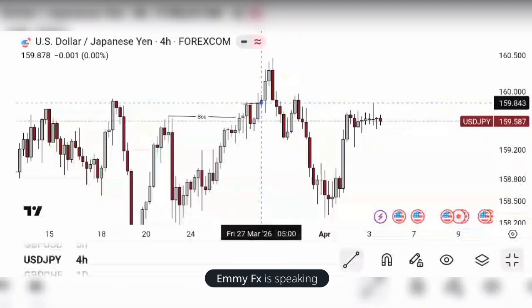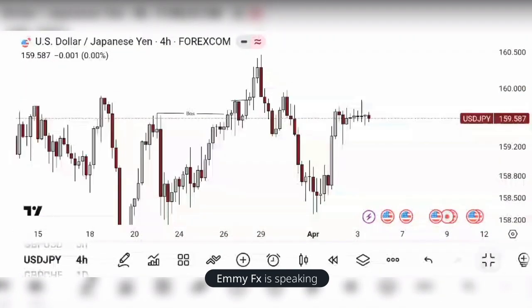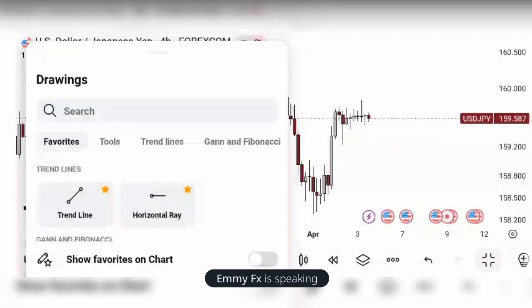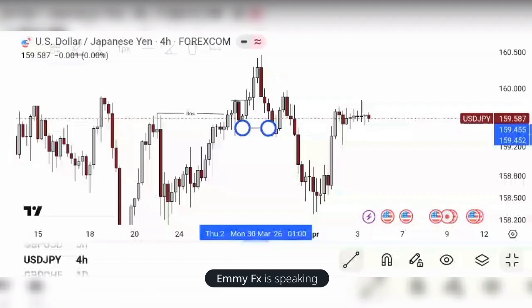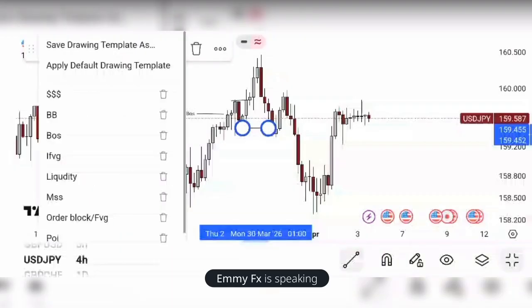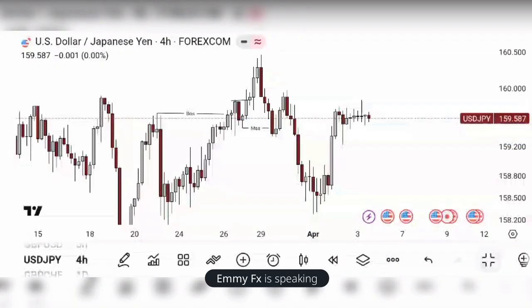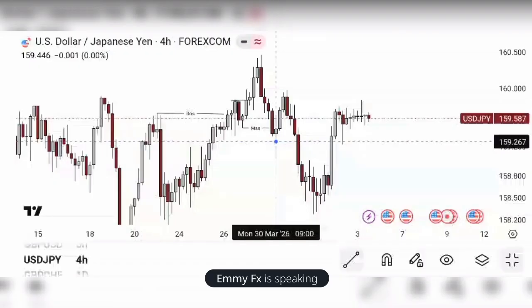Now, since this is the break of structure, we saw price giving us what? A market structure shift here. This is a market structure shift. Don't worry, once we go to the 2 hours time frame, you're going to see it. We saw a break of structure also sitting down here.